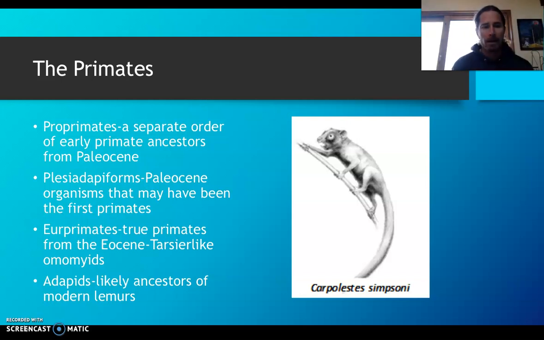Adapes or Adapids are likely ancestors of modern lemurs. So again, we get into the Strepsirrhini and some of those others. When you look at the charts, you'll see that version. So again, you can see kind of squirrel-like, larger squirrel-like, and then moving into this lemur structure.